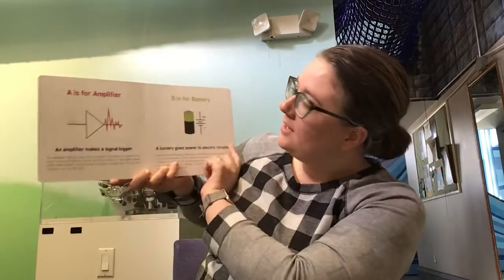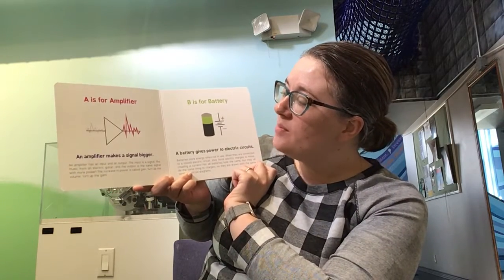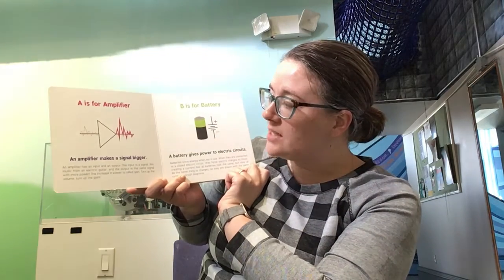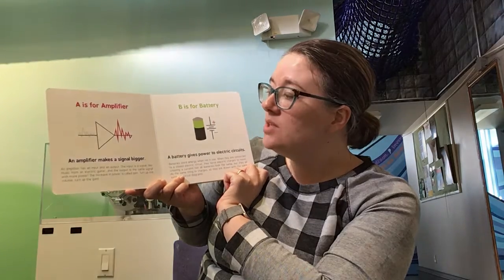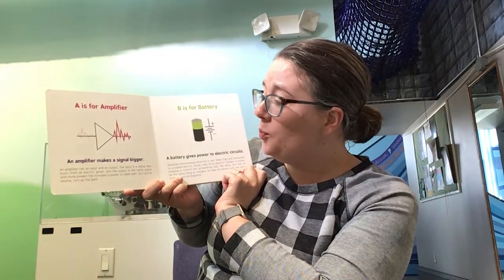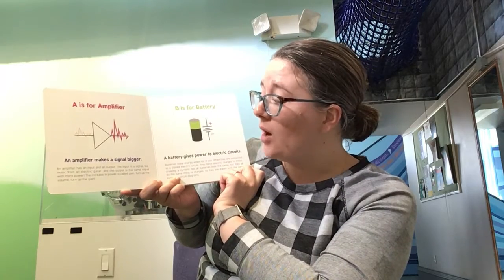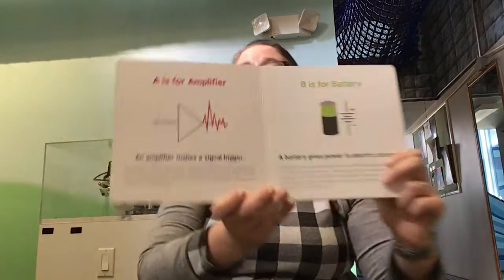A is for amplifier. An amplifier makes a signal bigger. An amplifier has an input and an output. The input is a signal, like music from an electric guitar, and the output is the same signal with more power. The increase in power is called gain. Turn up the volume, turn up the gain.